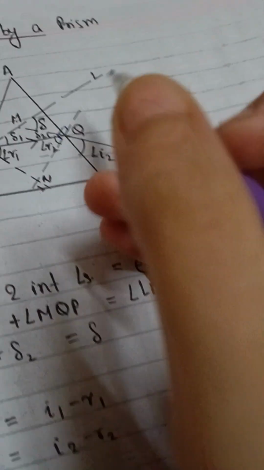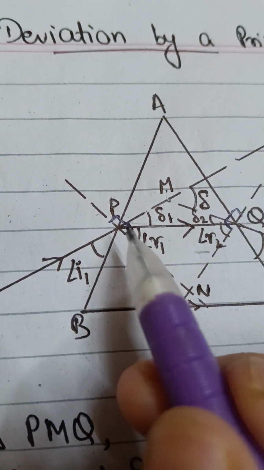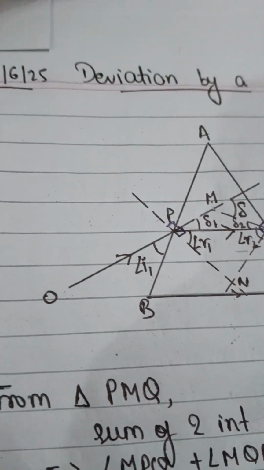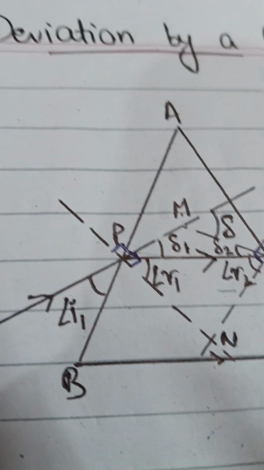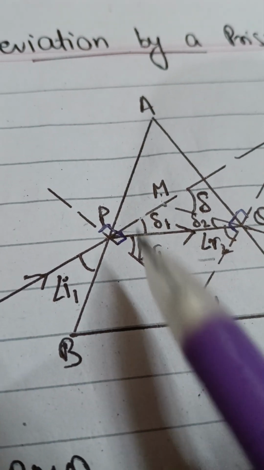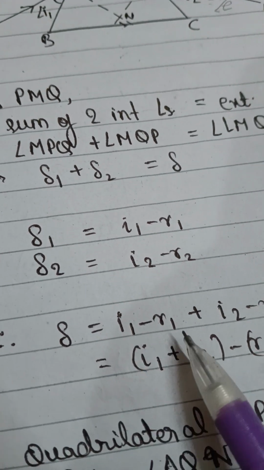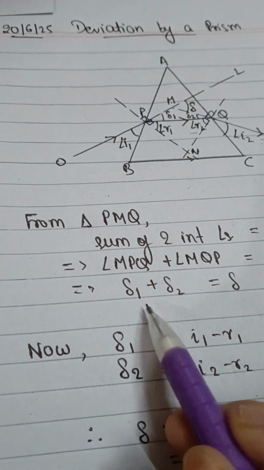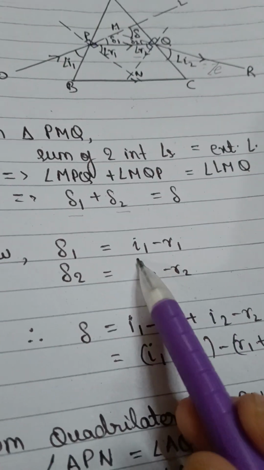Now deviation 1, as I said, is the value by which the incident ray has turned to form the refracted ray. By what angle it has turned, that is what deviation 1 represents. So the value of deviation 1 can be written as I1 minus R1. That's what is written here: I1 minus R1 plus, because once again this was deviation 1 plus deviation 2. So this is the value of deviation 1.